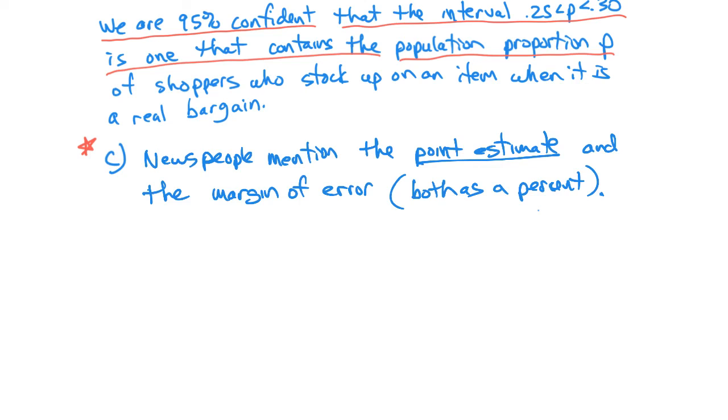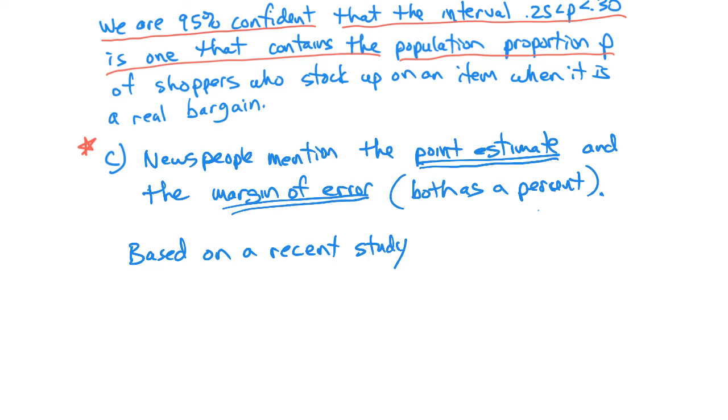As a news writer, we'd say something like this. Based on a recent study, and we're going to mention the point estimate and also the margin of error. So based on a recent study, here comes the point estimate, 27.3% of shoppers. Now, if you're wondering where this came from, isn't that just p hat as a percentage? So we're going to mention p hat, the point estimate. Margin of error, E, we're going to mention that too, both as a percentage.